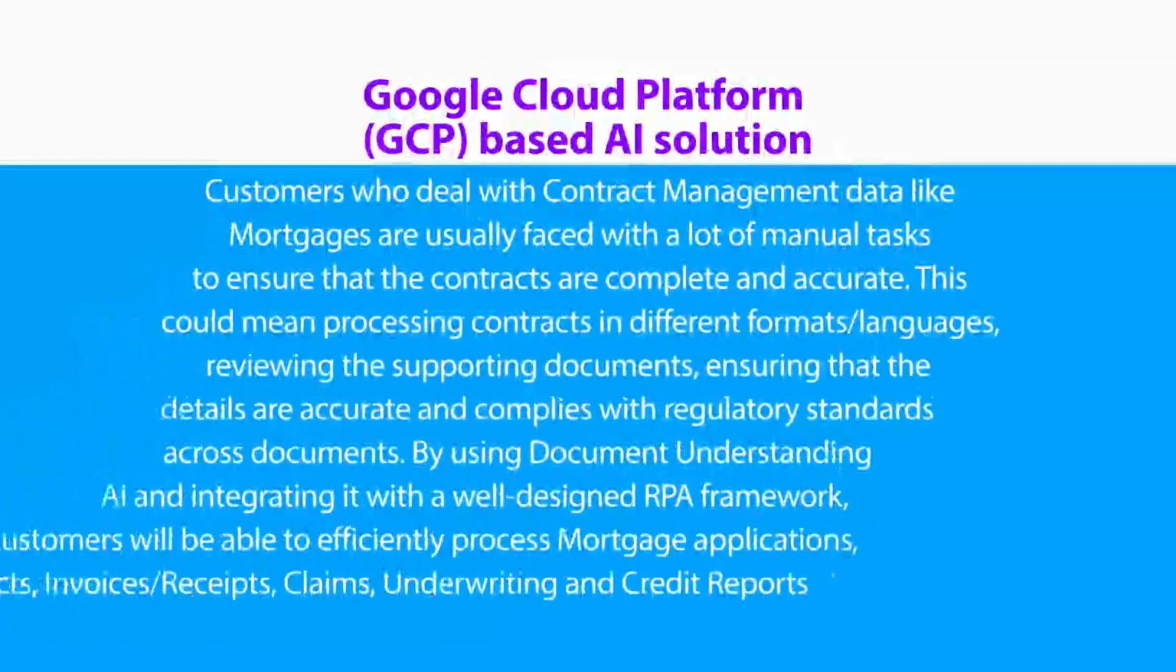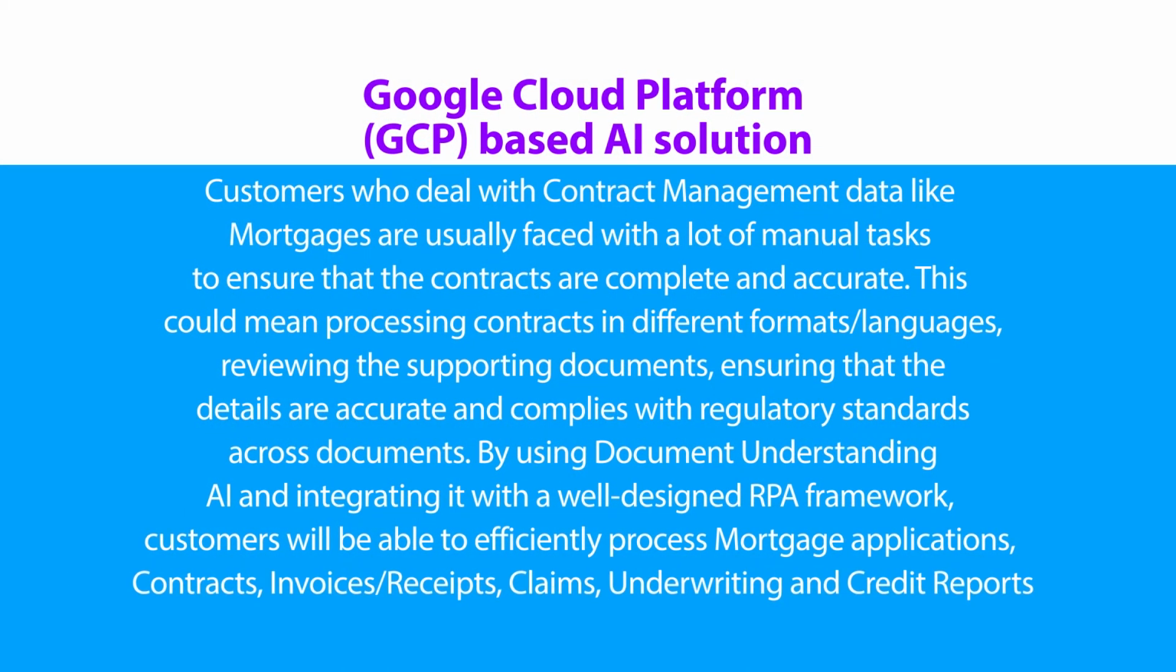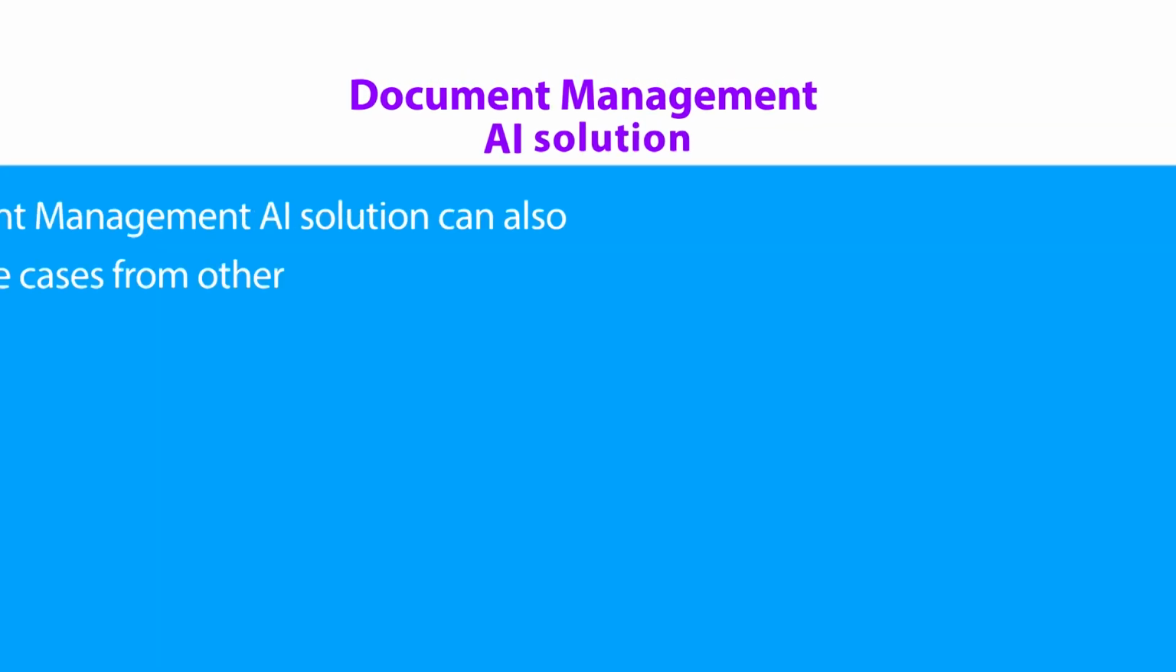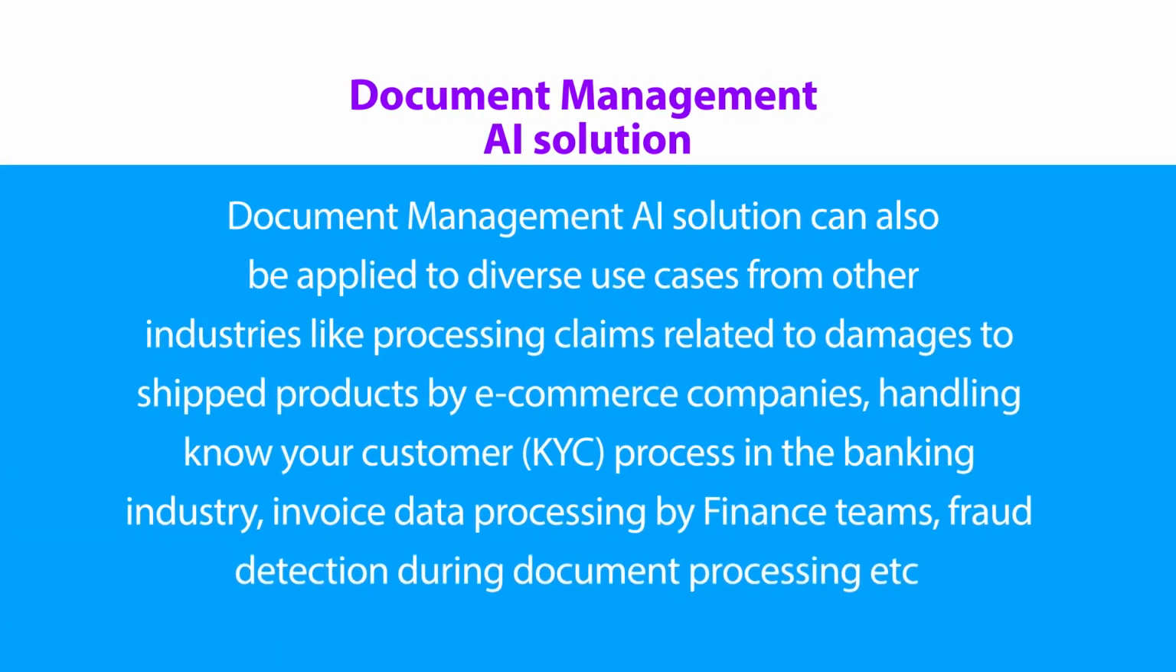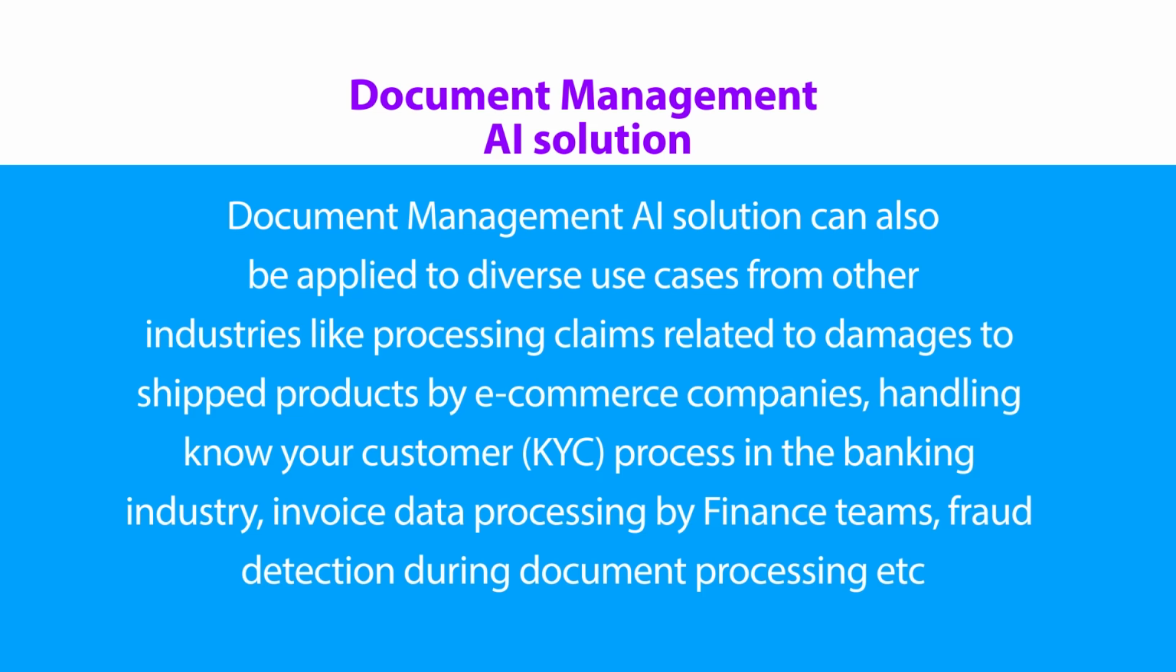Customers who deal with contract management data like mortgages are usually faced with a lot of manual tasks. So the intention behind this artificial intelligence solution is that whatever the stereotype approach, whatever the conventional way of doing things, needs to be eradicated and replaced by this contemporary thought. This document management AI solution can also be applied to diverse use cases in other industries, like processing claims related to damages to shipped products by e-commerce companies, and handling the know your customer, that is KYC, process in the banking industry, and other things.